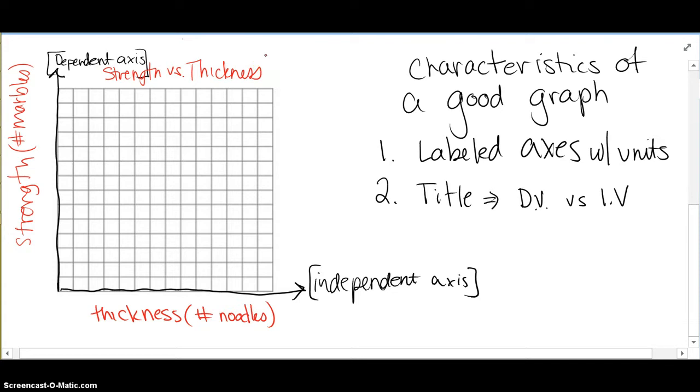Okay, and you might want to put something in there about what experiment it was. So I might say 4 spaghetti bridges. And you'll have more space because you have a larger graph. But strength versus thickness for spaghetti bridges is my title.